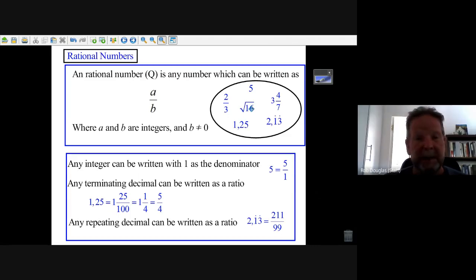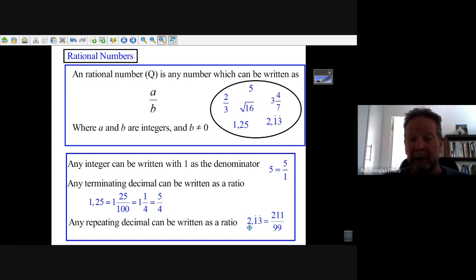And root 16, you might look at it and think, is that absurd? But the square root of 16 is just 4, and that can be written 4 over 1. Now 1.25, that's really 1 and 25 hundredths. And 25 hundredths is the same as 1/4. And 1 and 1/4 is really 5 over 4. So look, 1.25 can be written as a fraction of two integers, a ratio of two integers.